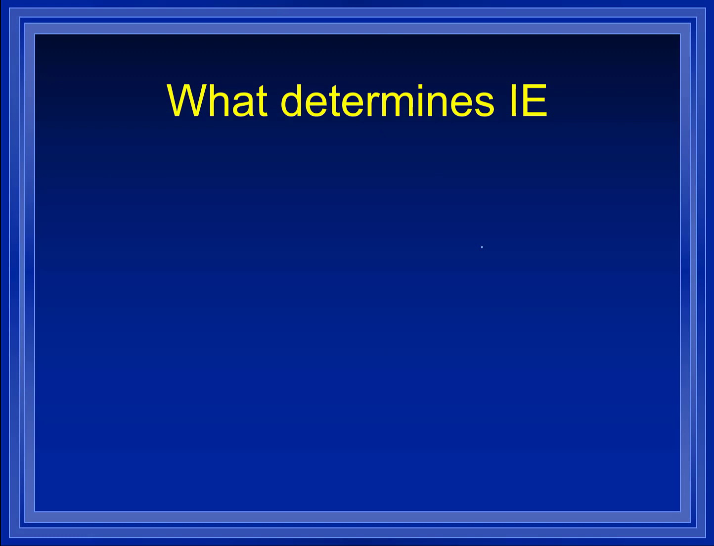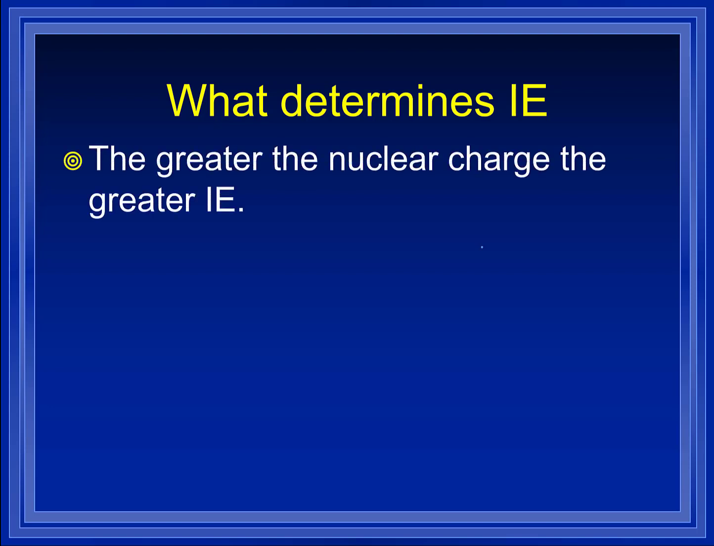So first, when they say ionization energy, if they don't tell you which one, it's first. Okay? So if they just say ionization energy, it's first ionization energy. If they want any other one besides first, they will put a number in front of it. Well, nuclear charge. The greater the nuclear charge, the greater the ionization energy.